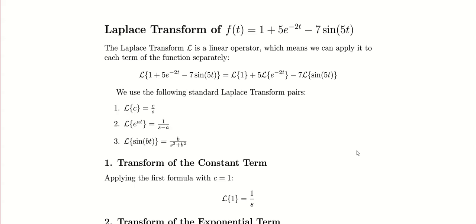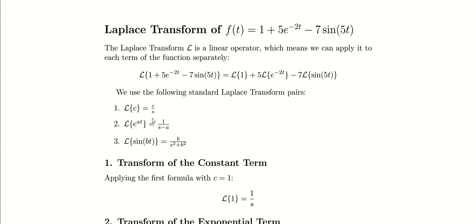Today we'll be finding the Laplace transform of f of t equals 1 plus 5 e to the negative 2t minus 7 sine 5t. We're going to apply the linear property where we will take the Laplace transform of each term. Here are some of the formulas that will be helpful for us.